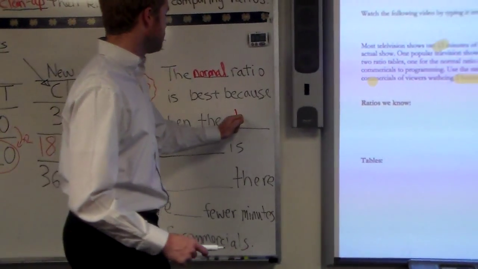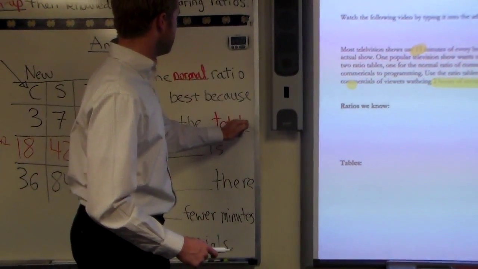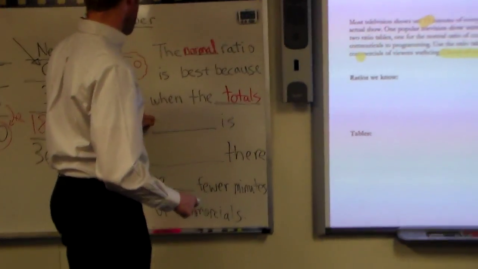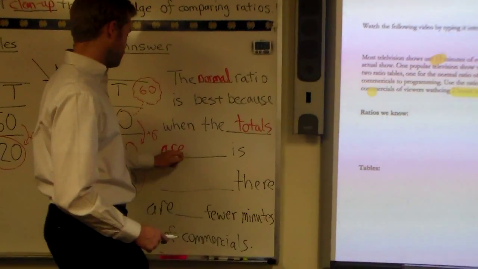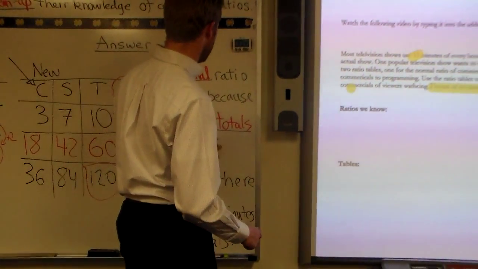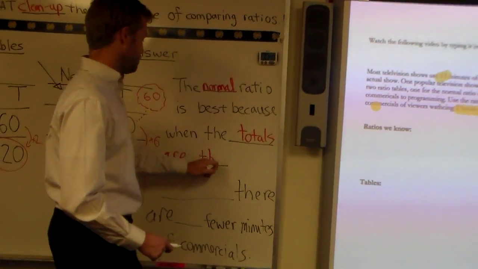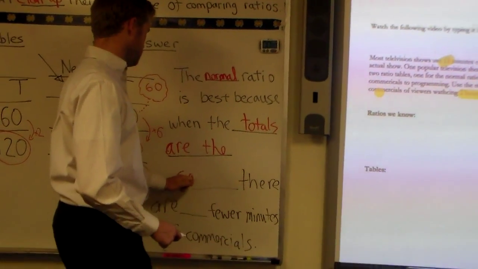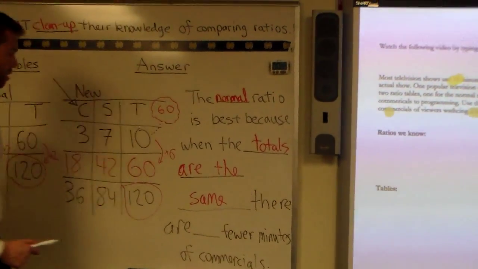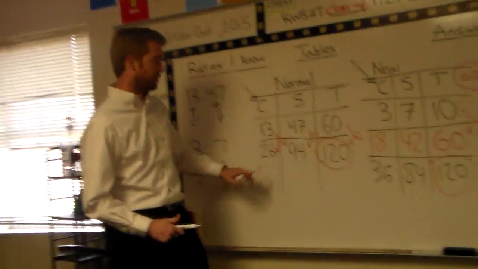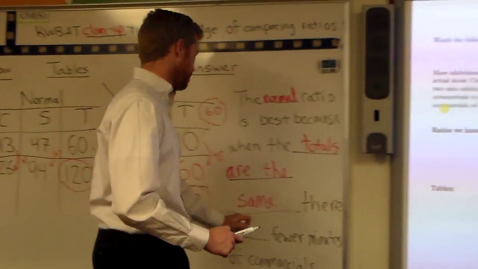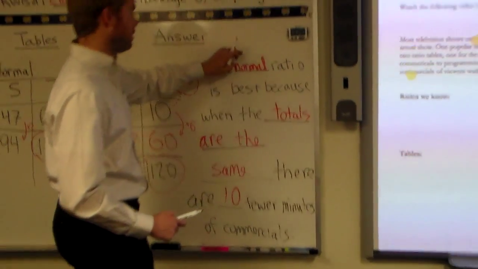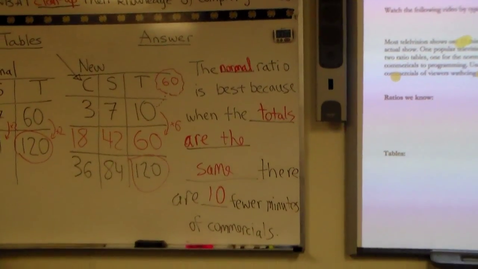When the totals are the same, there are, well, how many fewer minutes? Well, it looks like 26 and 36. There are 10 fewer commercial minutes here. So obviously, again, the normal ratio is the best ratio.